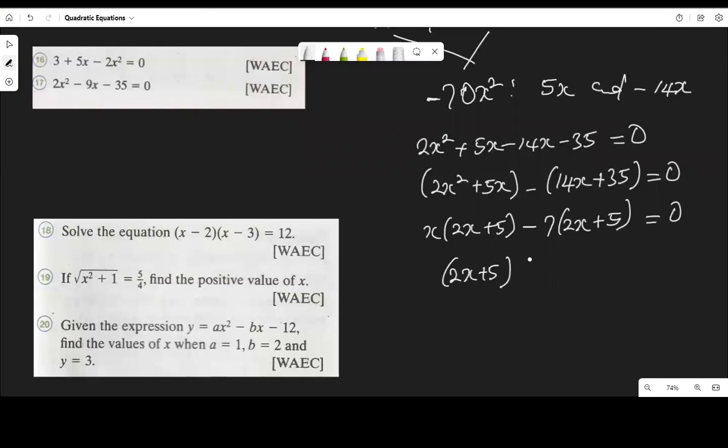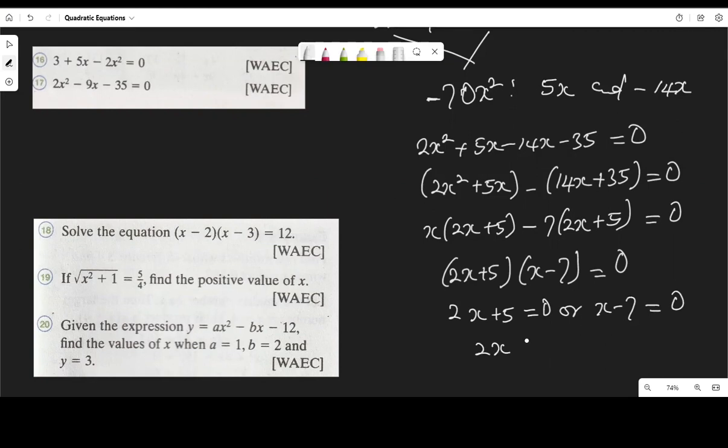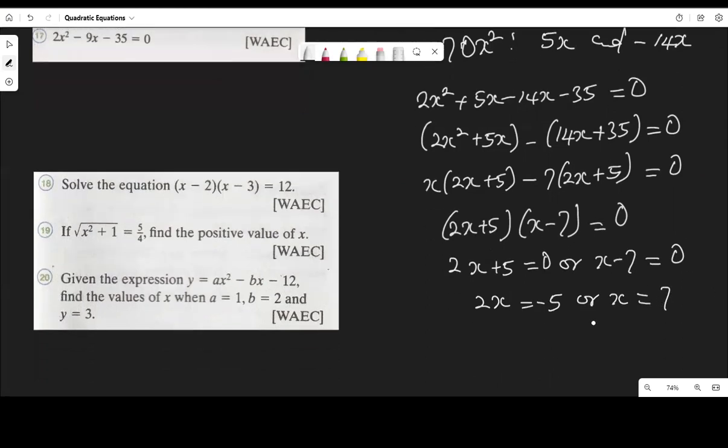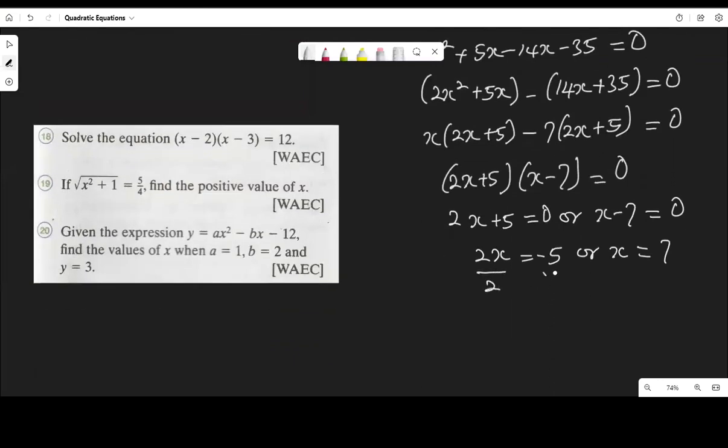Then we group this and this together: s minus 7 equal to 0. It's either 2s plus 5 is equal to 0, or s minus 7 is equal to 0. 2s is equal to 5, move here, that is negative 5. Or s is equal to negative 7, moves here and becomes positive 7. And divide both sides by 2 here. So s is equal to negative 5 over 2, or 7.